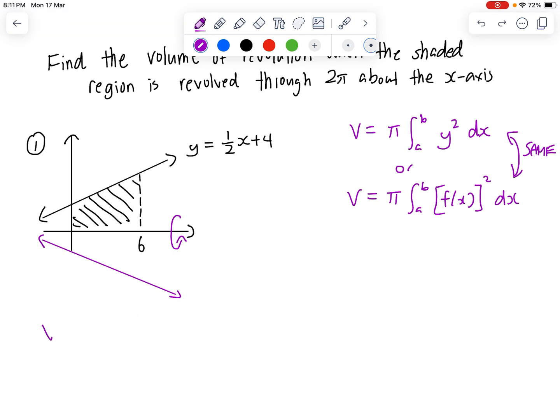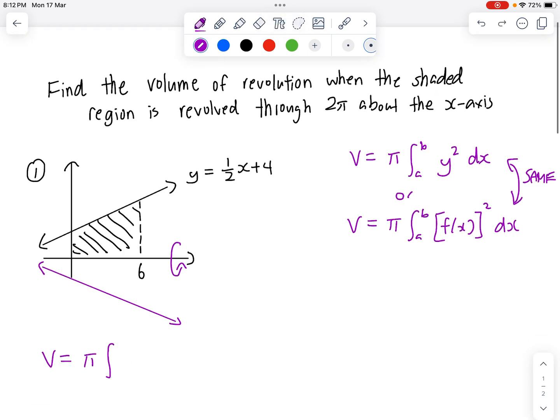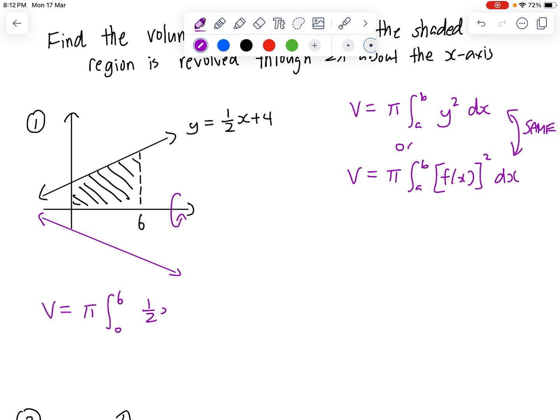So we have V equals pi. Now the integral, what is our lower bound and upper bound? It says the shaded region, so it will be the interval on the x-axis. Here it clearly says that it is 6, and of course, we can assume it's 0. So it is from 0 to 6 of our function, which is 1 over 2x plus 4. So let's write that down. And remember, we have to square it.